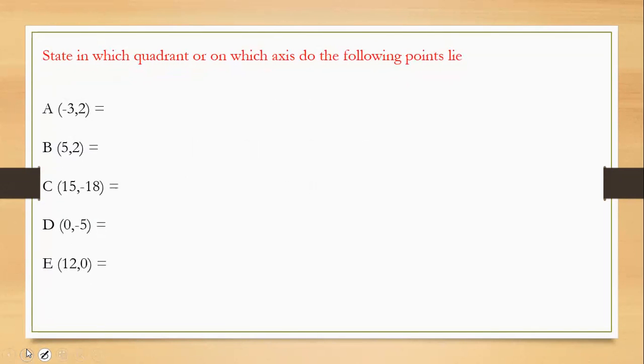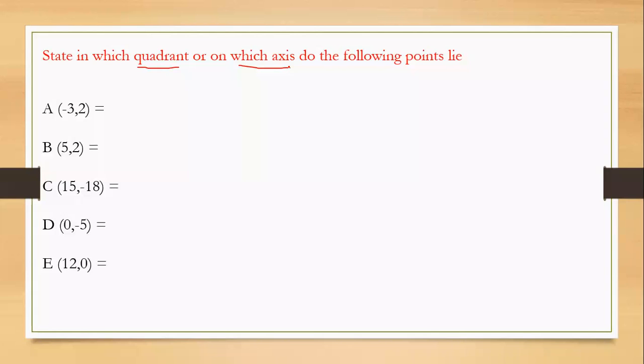Now, let us solve one more example. State in which quadrant or on which axis do the following points lie. We have done a similar example before, and the difference is that in that sum, the points were on the quadrant only. But in this, the point can be on a quadrant as well as on an axis. So it is a mixed type sum where we have some points, and we have to write whether each is on a quadrant, and if so which quadrant, or whether it is on an axis, and if so which axis.